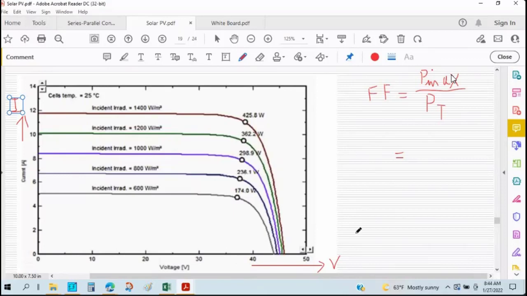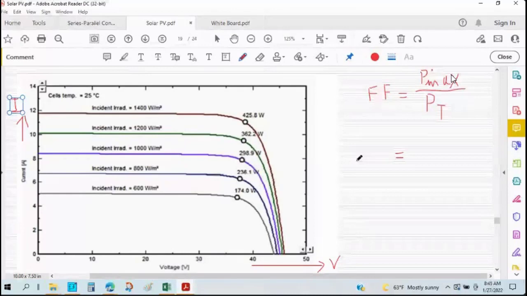Okay, Shubhan Iqbal, what's the value of the fill factor? Sir, I can't, sir. Okay. Was it difficult to understand the definition of fill factor?